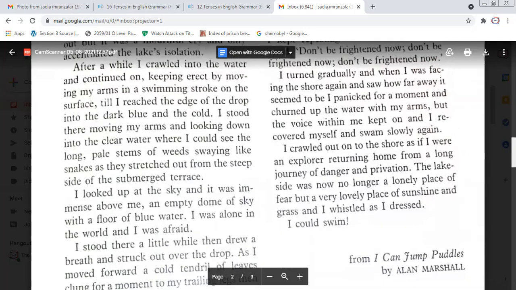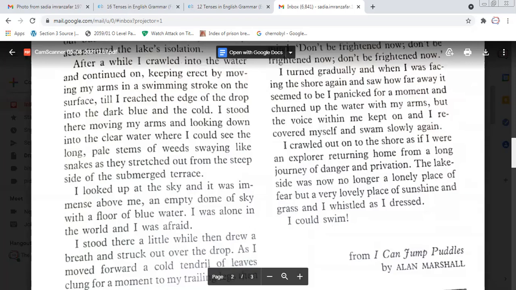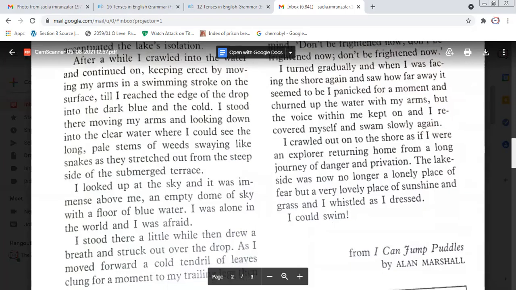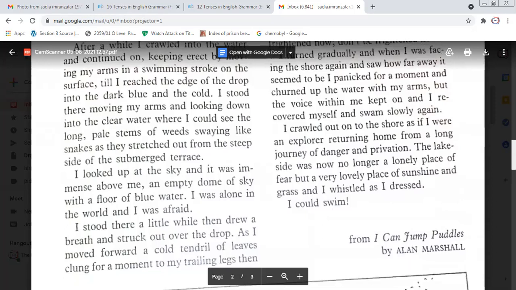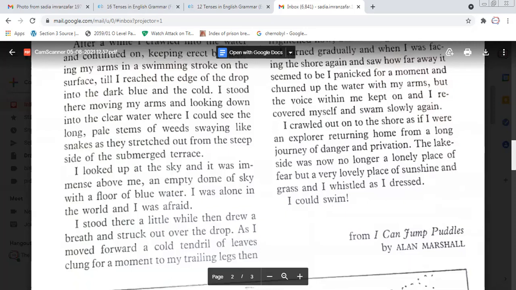I stood there moving my arms and looking down into the lake, into the clear water where I could see the long pale stems of weeds swaying like snakes as they stretched out from the steep side of the submerged terrace. I looked up.